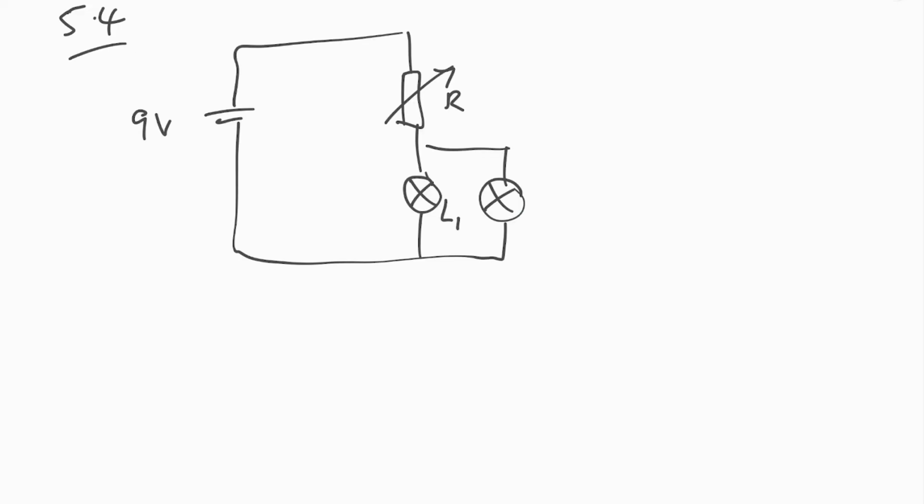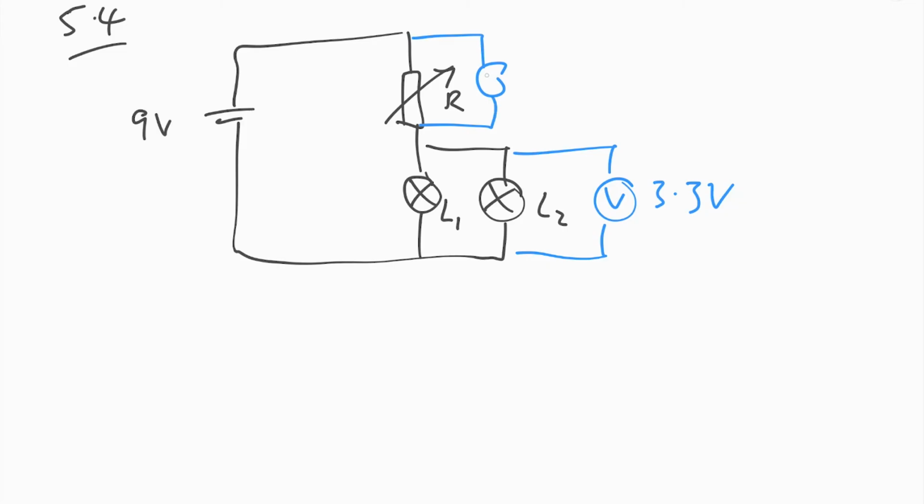Okay, I guess I forgot to do this one first time around. So question 5.4. And so we have this circuit going on, 2 lamps. We're told that R is changed, so the PD across L1, that just means across both of these, is going to be 3.3 volts. So that means that the PD across the variable resistor now, R, is going to be 9 take away that. So that's 5.7 volts. Deduce without calculation the change in the resistance of R.